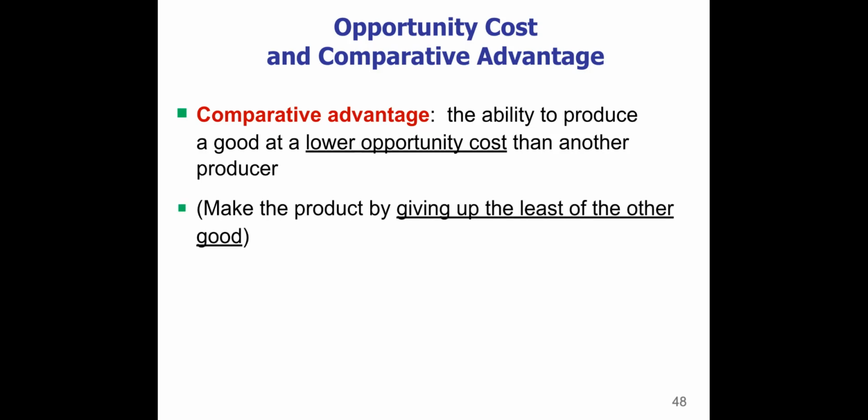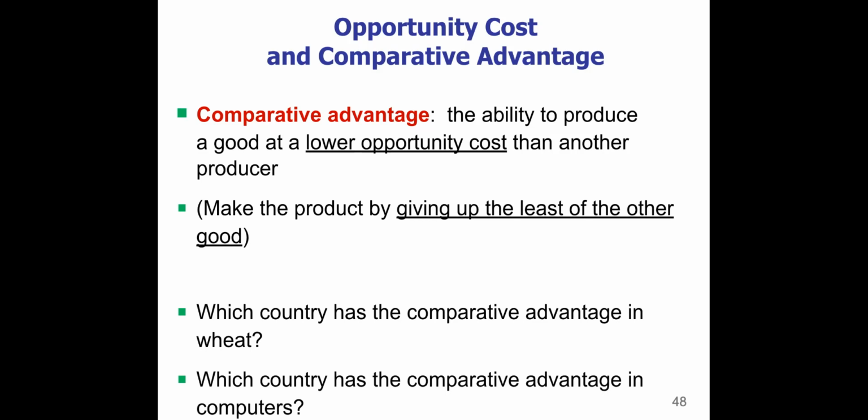So if you are going to make one wheat, who gives up the smaller amount of computers when they make wheat? So if you look back at your examples, figure out who has a comparative advantage in wheat and also in computers. So you'll notice that the United States has a comparative advantage in wheat because every time we make 1 ton of wheat, we give up less computers. And for your second question, who has a comparative advantage in computers? In this case, it's Japan, because every time Japan makes one computer, they give up less wheat. I'll show you how we get this.